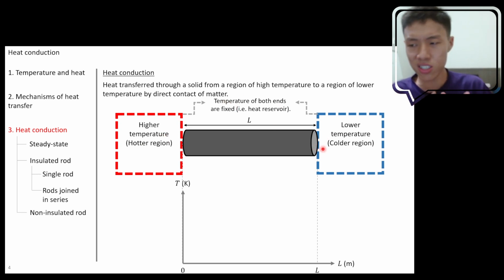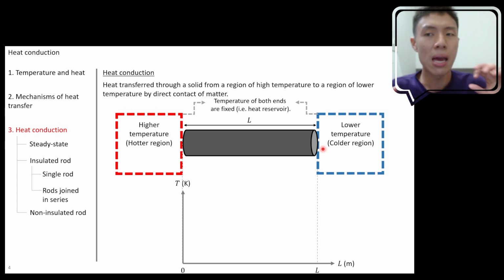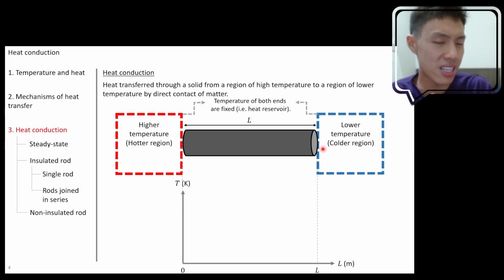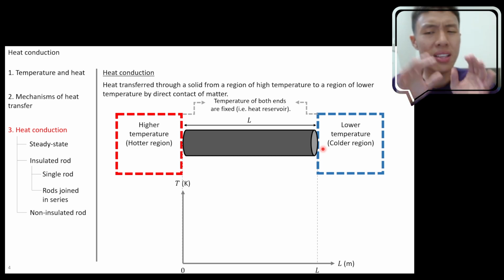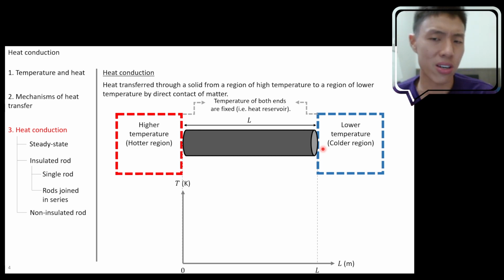Of course, it's not specific that it must be 100 or 0 over here; it can be any other temperature, but I'm just trying to tell you how we fix the temperature over here. But that's not really our main concern. Our main concern is how the energy flows between the hotter region and the colder region. So this is what happens in this rod itself.